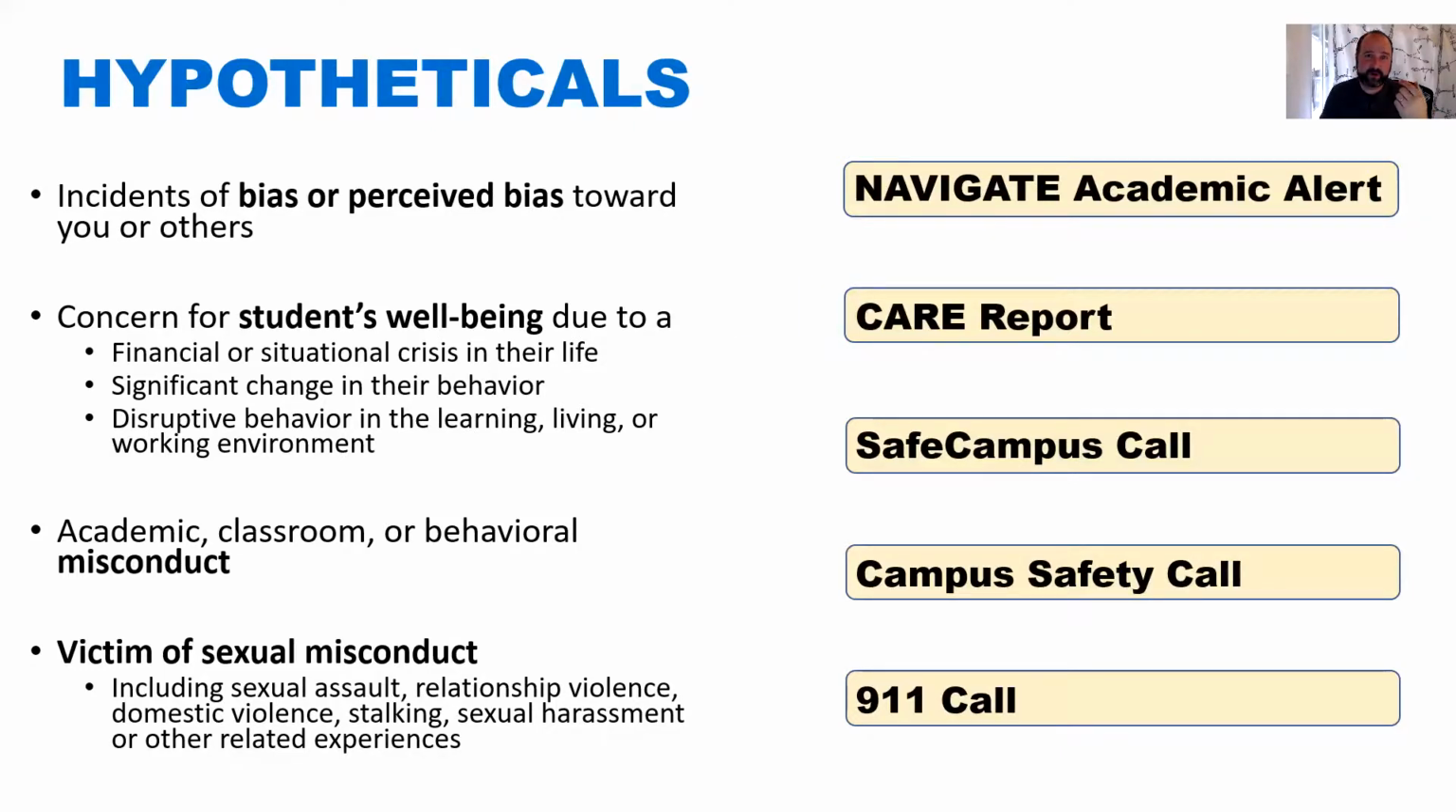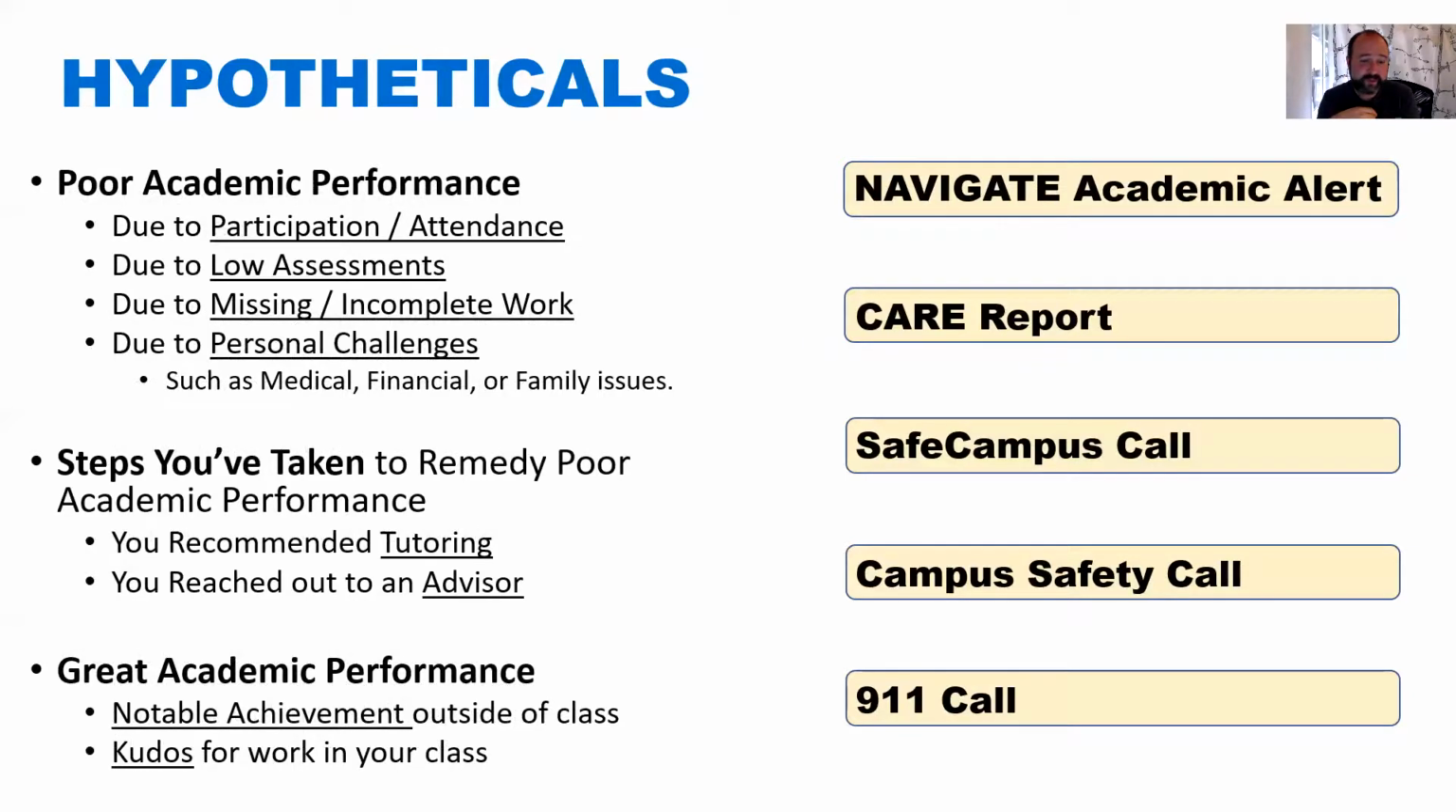Navigate is where you are trying to get the advisors involved, right? So Navigate is when there's poor academic performance or great academic performance, and the steps you've taken based on those. For poorer performance, things like participation or low grades, or they're missing work, or personal challenges that are affecting their academics, right? So there's a little bit of crossover there. If they're having financial or medical or family issues, you might issue a care report for them, but you might also want to loop the advisors in by issuing a Navigate academic alert, because that issue with their well-being is affecting their academics. And then steps you've taken, right?